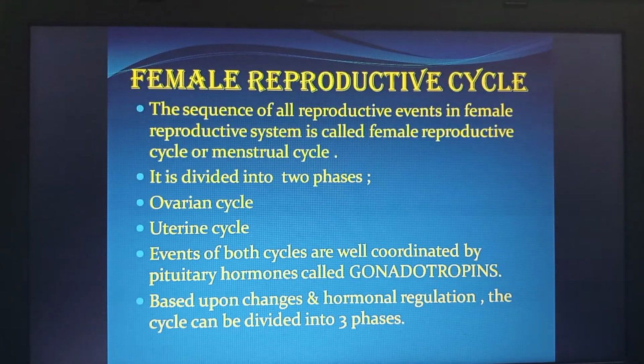Female reproductive cycle. The sequence of all reproductive events in the female reproductive system is called the female reproductive cycle or the menstrual cycle. It is divided into two phases, the ovarian cycle and the uterine cycle. Events of both cycles are well coordinated by pituitary hormones called the gonadotropins, and based upon changes and hormonal regulations, the cycle can be divided into three phases.